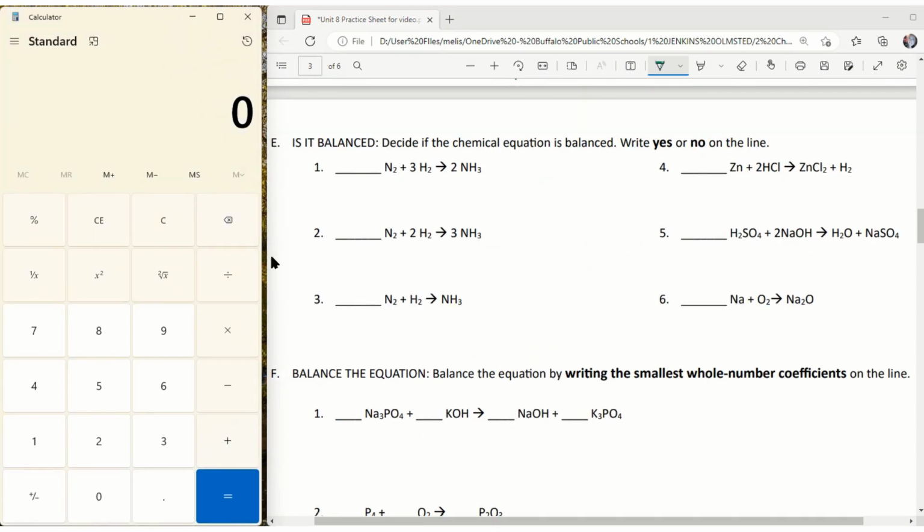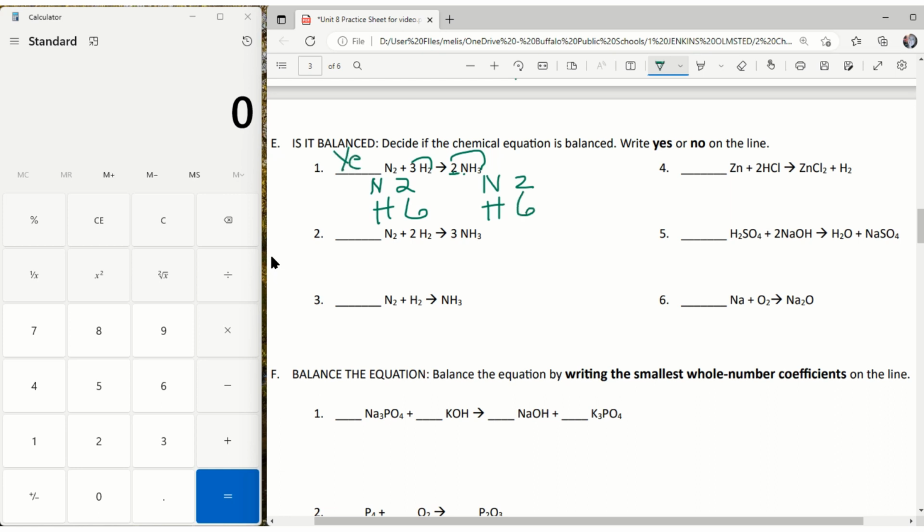All right, this next section, we are deciding if it's balanced and writing yes or no. Okay, so you can see that the elements I'm looking at are N and H. So here's the reactant side, here's the product side. How many nitrogens on this side? 2. How many nitrogens on this side? 2 from the coefficient times 1. So that's 2. How many hydrogens? 3 times 2, 6. How many hydrogens on this side? 2 times 3, which is 6. So yes, this one is balanced.